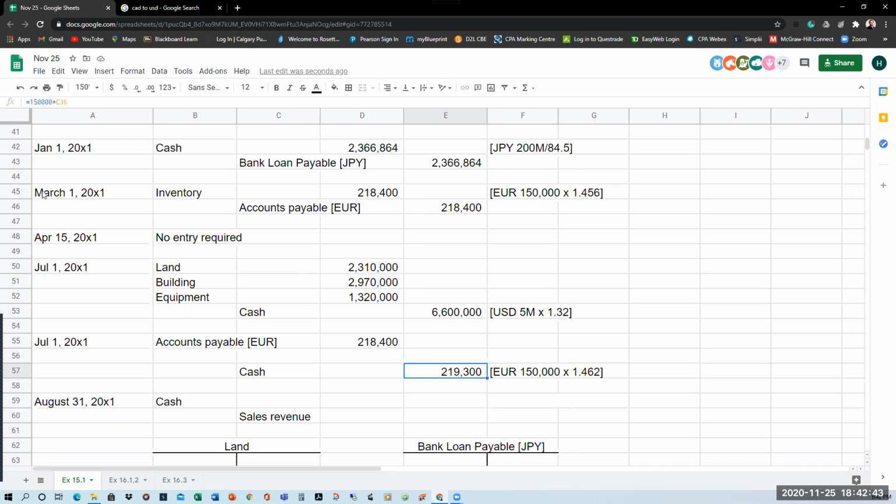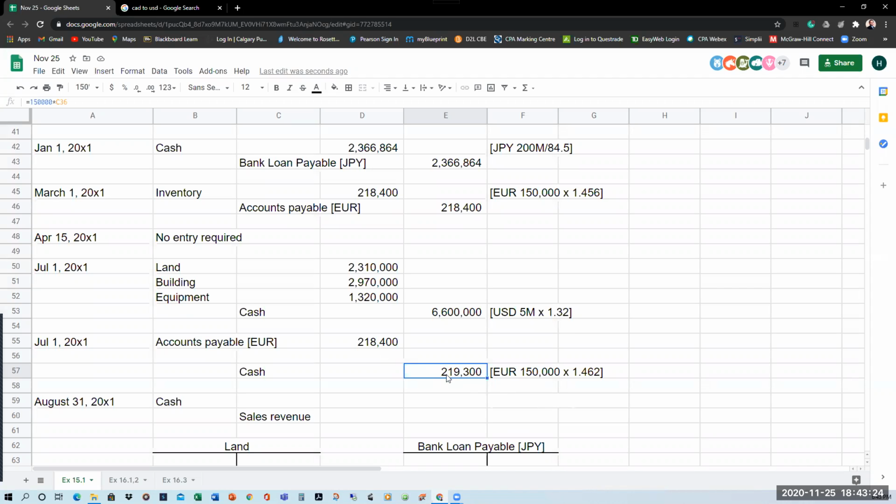So this is interesting. When we purchased the inventory, the euro exchange rate had been 1.456. Now, when we're making the payment, the euro exchange rate has changed to 1.462. So you'll be settling the accounts payable that you recorded initially at $218,400. The actual cost to you to make that payment in euros, 150,000 euros, in equivalent Canadian dollars is 219,300. So you ended up having to pay more to settle that accounts payable.